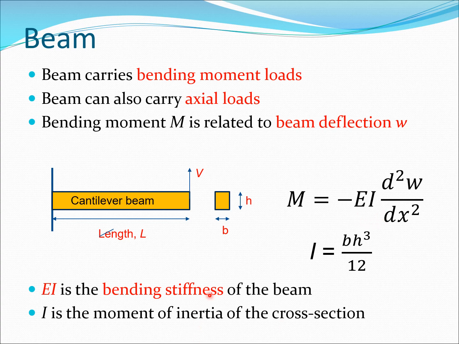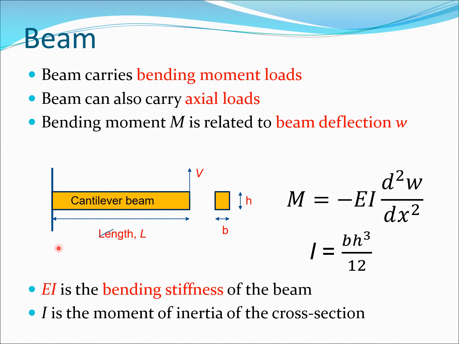of the cross section. So if we have a rectangular cross section, for example, with dimensions B and H, then I would be BH cubed by 12. So this is a very fundamental equation as far as beam theory is concerned, and it's something which we often use when we are looking at beams.